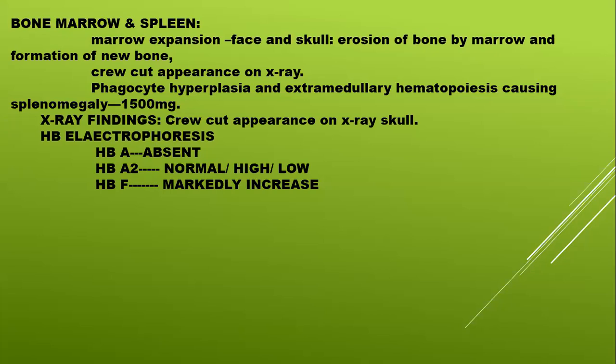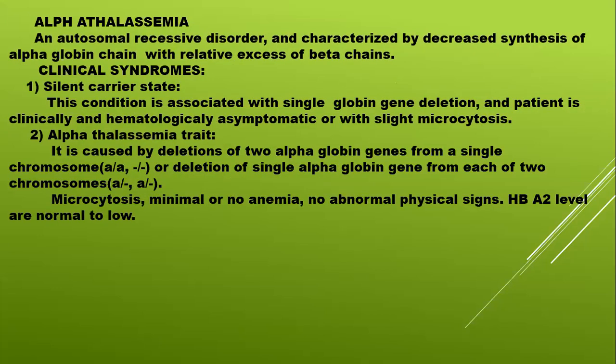But for the exact diagnosis, hemoglobin electrophoresis is best. Hemoglobin A is absent. Hemoglobin A2 is normal, high, or low; there's variation. But hemoglobin F, fetal hemoglobin, is markedly increased. Alpha thalassemia is an autosomal recessive disorder characterized by decreased synthesis of alpha globin gene with relative excess of beta gene.